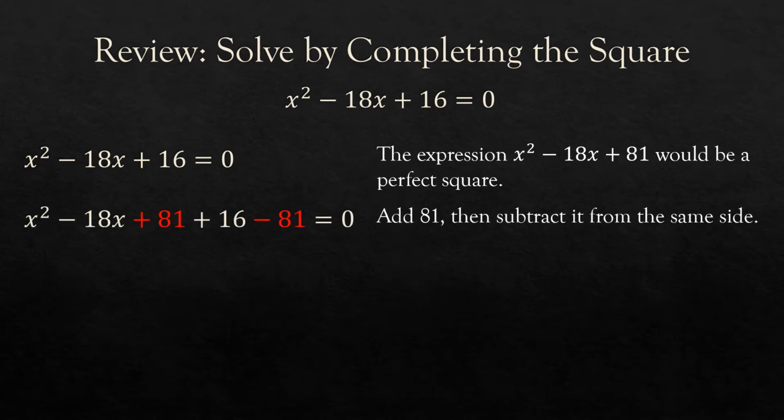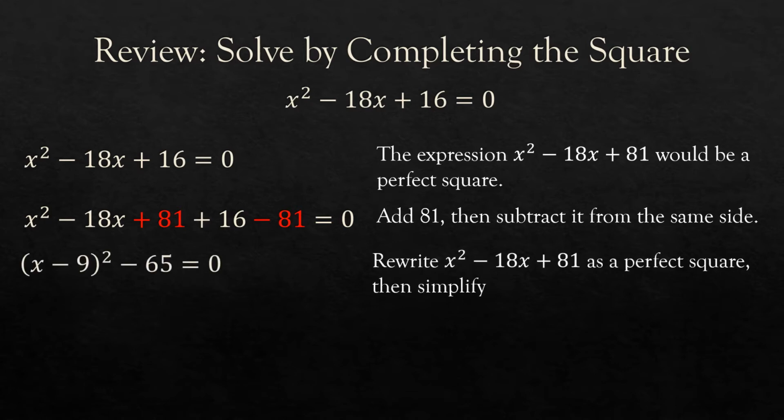So, in order to keep everything the same, first we will add 81, then subtract 81 from the left-hand side, and we see this done in red. Next, we can rewrite x squared minus 18x plus 81 as a perfect square. So this gives us (x minus 9) quantity squared minus 65 is equal to 0.